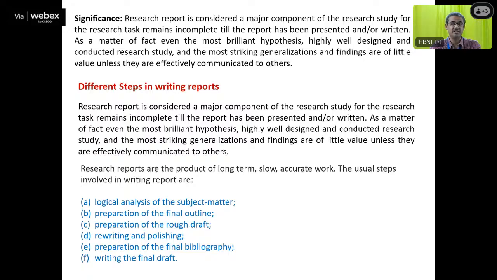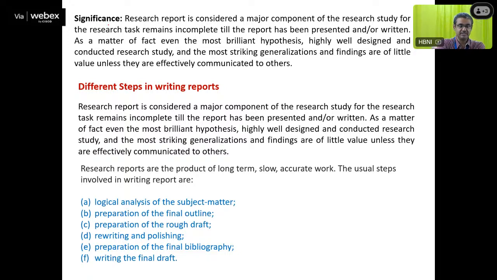Some people are equipped with the general talent of writing very nice reports, right? And some may not, but they can develop with continuous efforts, right? So what are the steps we will go through?